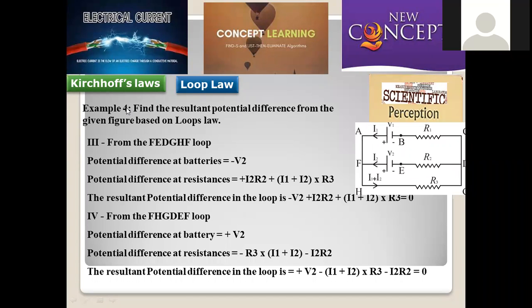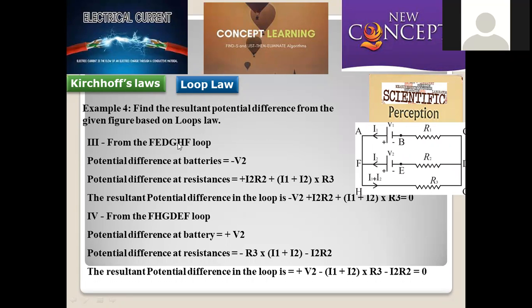So this is example number 4. Again, we are going to apply the loop law for this circuit. First, let us see how many batteries and how many resistors are there. So here you can find the first battery, second battery, and here R1, R2, R3, three resistors also, right? So this is a kind of system.